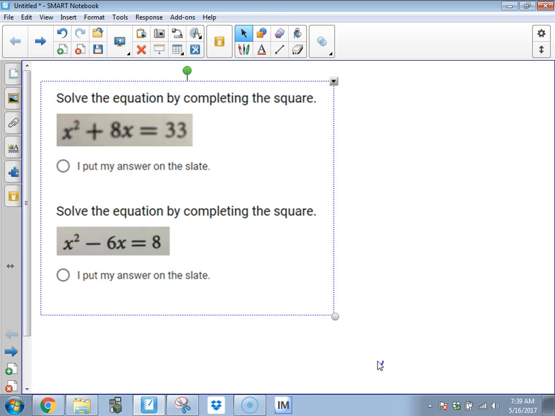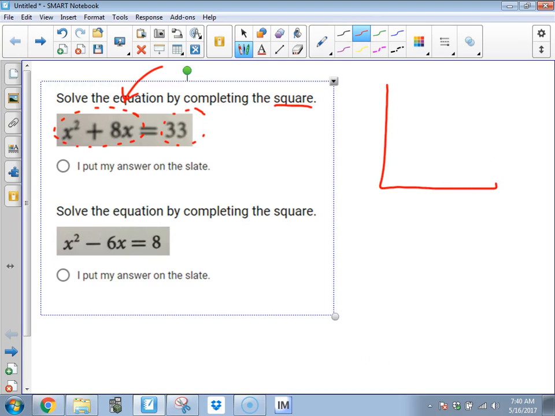What's different about 22.2 versus 22.1 is that you're going to come across some problems where you're not able to go directly to taking the square root of both sides to get your two answers. So you have to do something different. You have to consider what to do to this side and this side to make the left side factorable. And we're actually going to be using a square to make this happen.